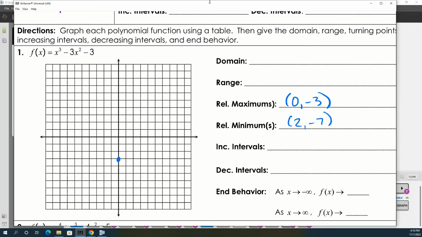Okay, so I'm going to plot that point. So from 0, 0, I'm going to go right 2, down 7.